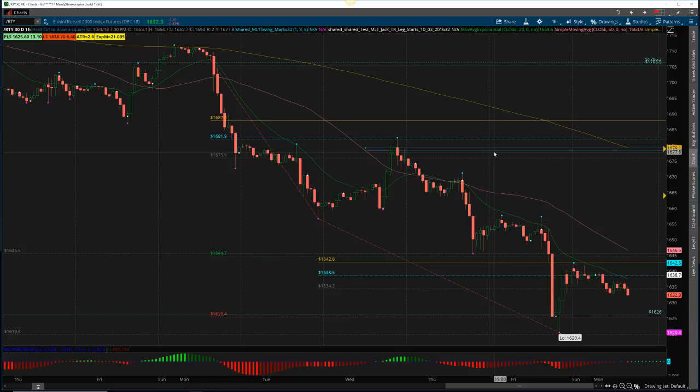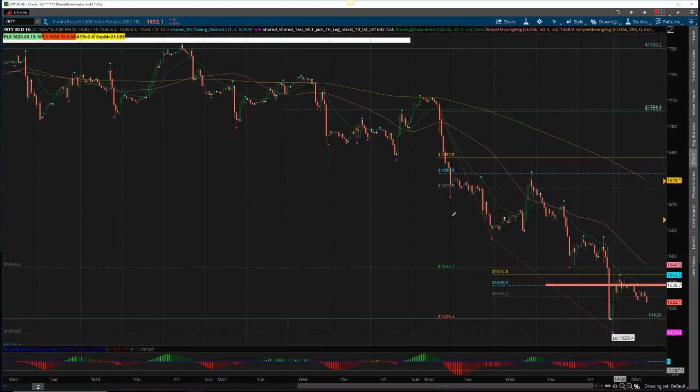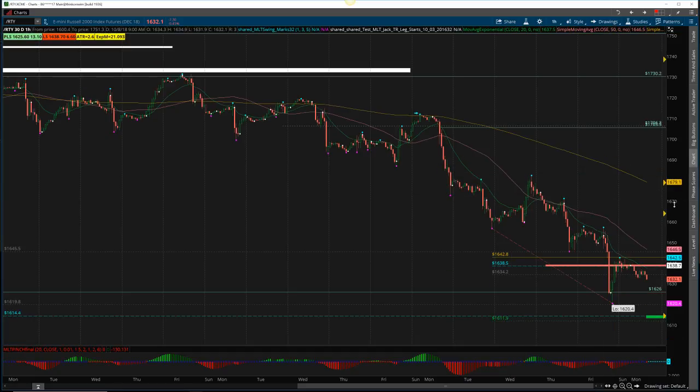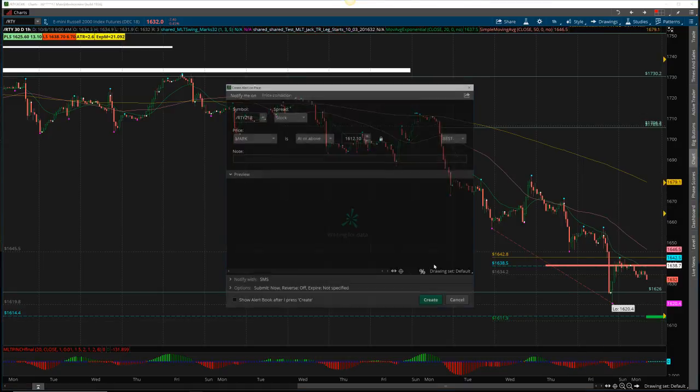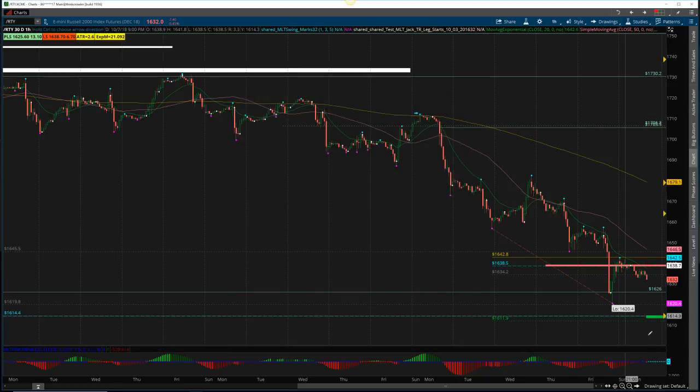I'm going to go ahead and bring this down like this. Okay, bring that down like that. This extension targets 1611.9, so that extension would target just below our 50% retracement. So upon a completion down here at this lower end level, we could see a reversal out of it.